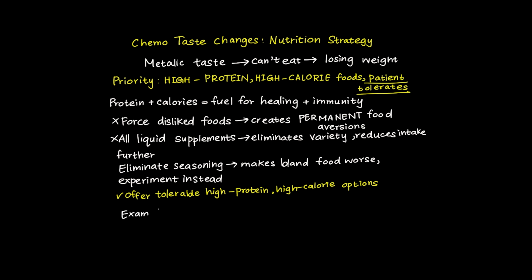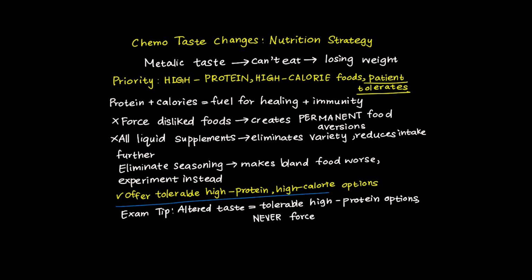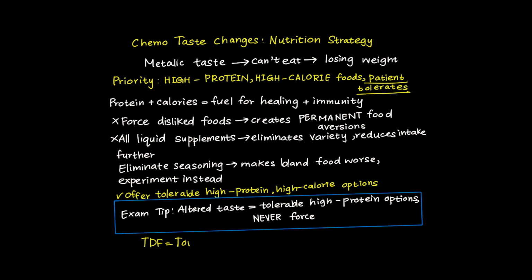Here's a WGU D454 OA exam tip for you. Altered taste during chemo means offer tolerable high-protein, high-calorie options. Never force disliked foods. Permanent aversions are a real consequence. Recall Hook. Tolerate, don't force, TDF. Tolerable foods, don't force anything.